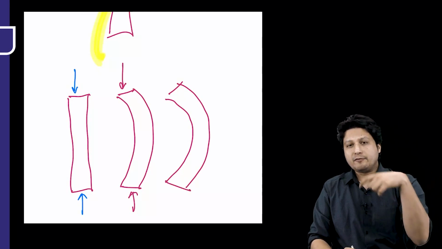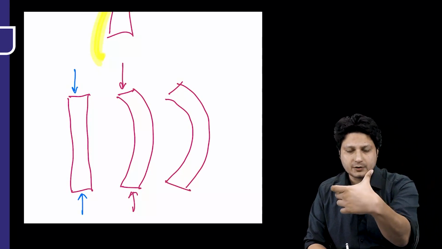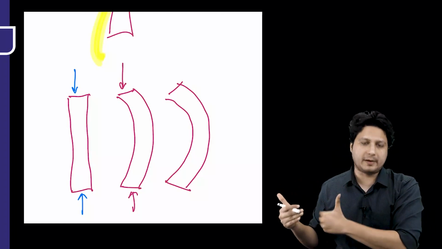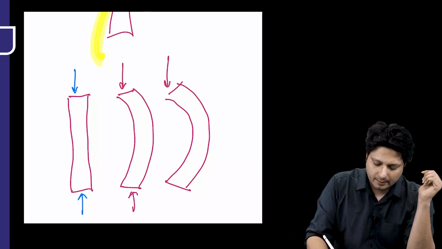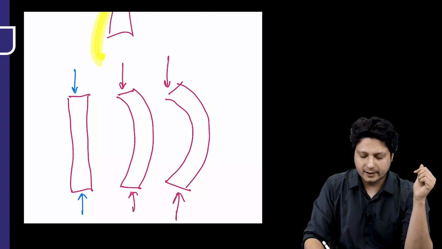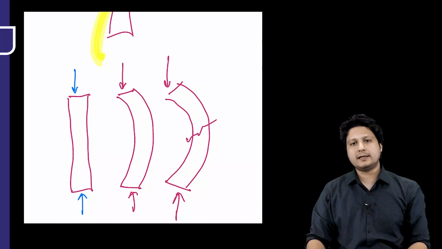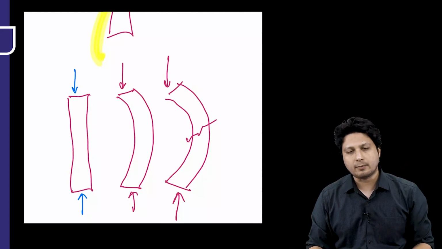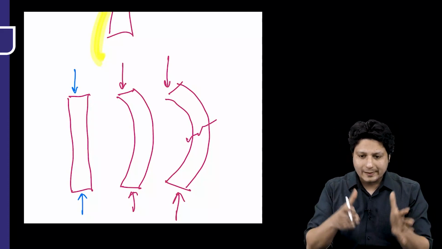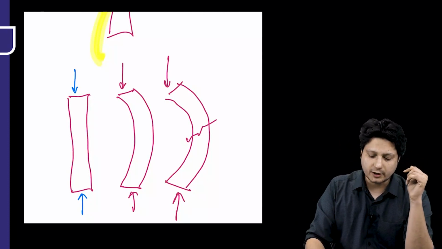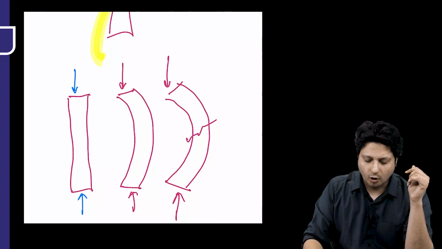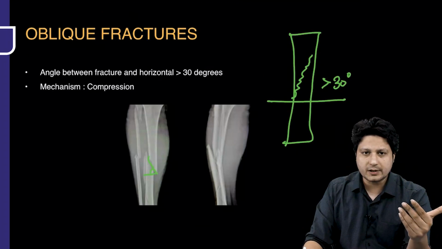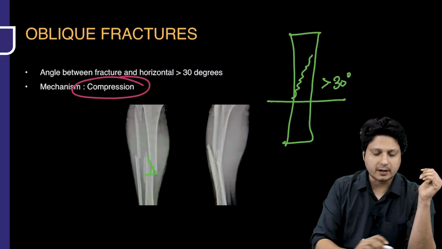Then a weak point will come, at which the bone cannot bear any more compressive forces. So if further compression is added to this much bent bone, it might break away. And this break obviously is going to create an angle of more than 30 degrees with the horizontal. That is the reason why it is called a compressive fracture. So oblique fracture is the result of compression injury to the bone. And what we have studied under the heading of oblique fracture is identification based on the definition, and the second one is the mechanism, that is compression.